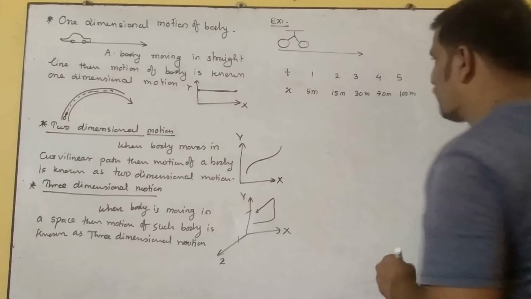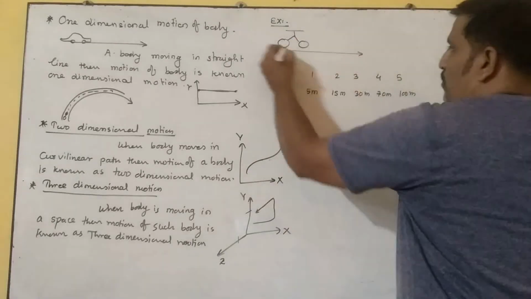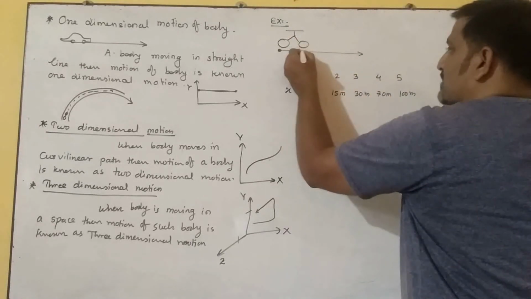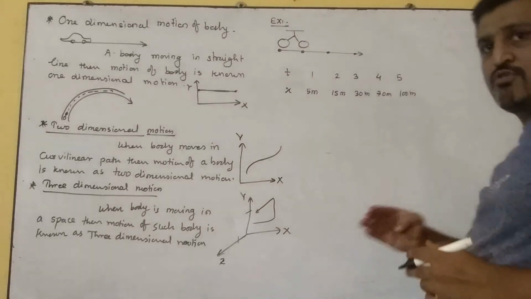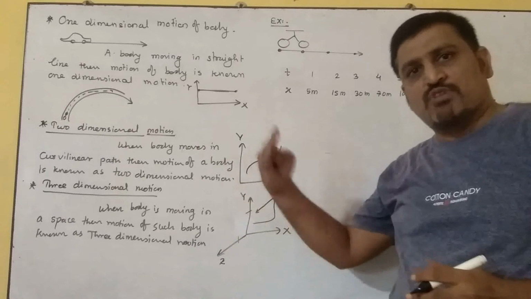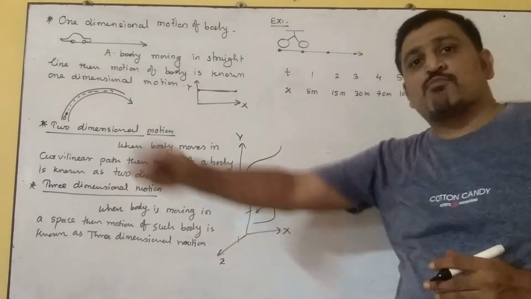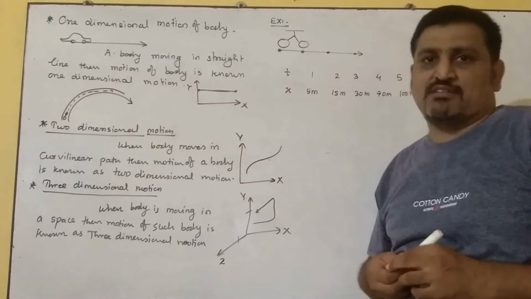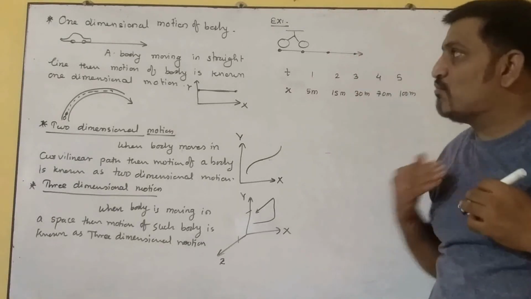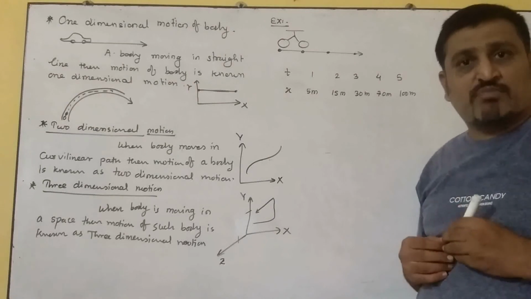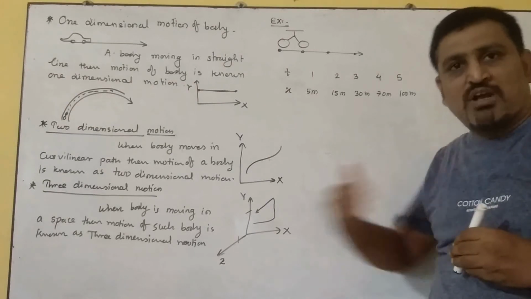Then here what we find, the motion of the body initially is over here, then reaches here, reaches here, reaches here, means the position of the body changes according to the time, but its motion is in a straight line. So such type of motion of the body we can say a 1-dimensional motion of the body. The body goes in one direction.